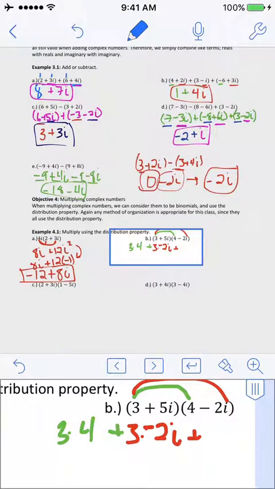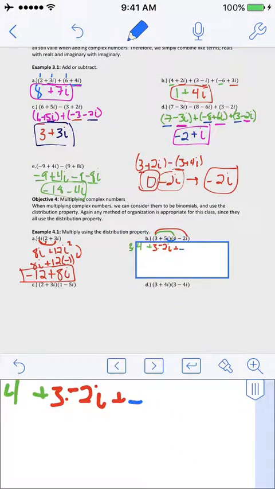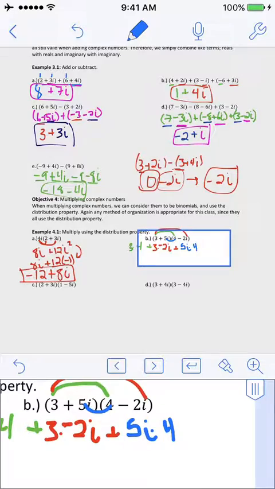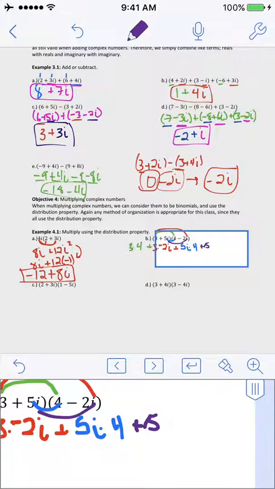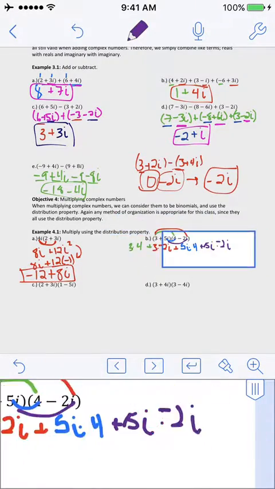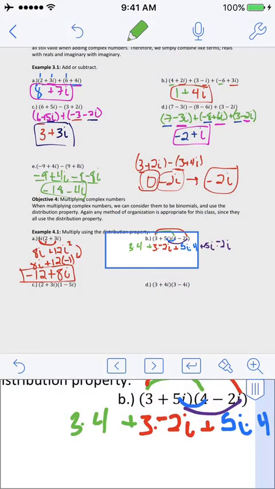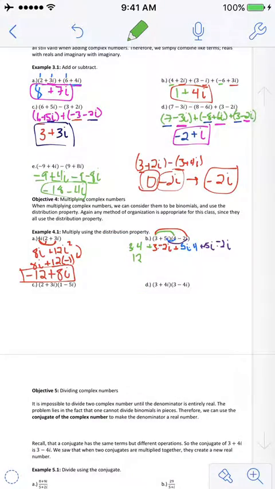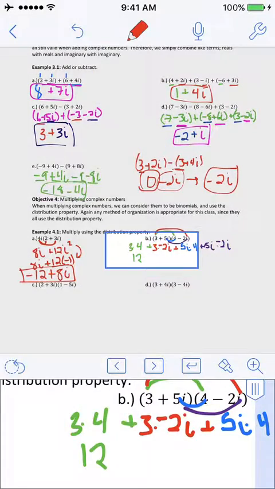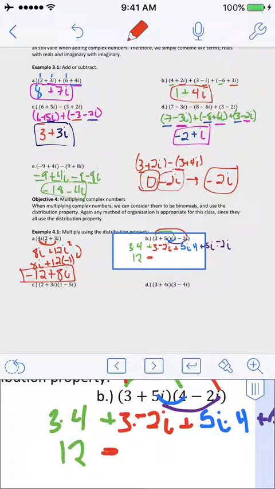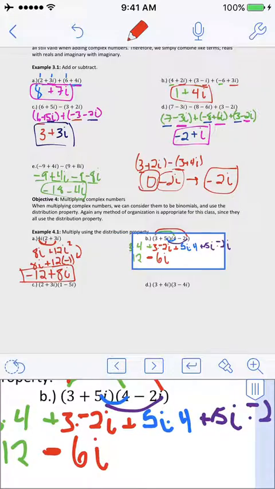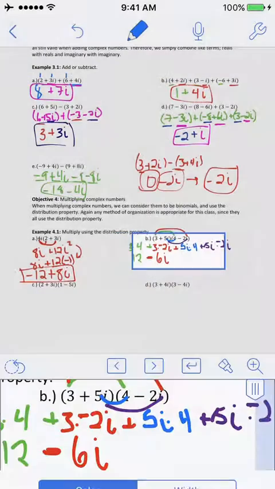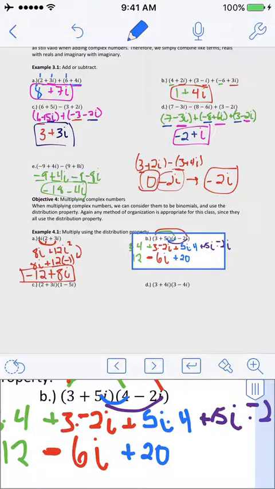plus 5i times 4 and the last one plus 5i times negative 2i. Okay, so we've got 4 terms, 4 combinations. Still what it comes down to. This one becomes 12. 3 times negative 2i, just multiply the coefficients, negative 6i. Same thing goes with 5i times 4, just multiply the coefficients, plus 20i.